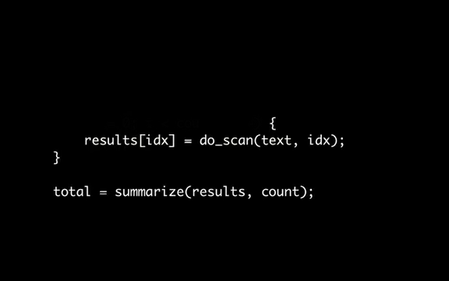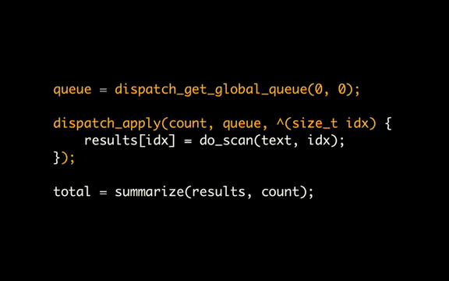Well, with GCD, it's real simple. We drop that C construct, and we replace it with a dispatch for loop. All we need to do is take the global concurrent queue that we've talked about already and take a new function called dispatch apply that acts just like a basic for loop that you write every day. You pass in the count, you pass in the queue, and you pass in a block. This particular block takes one parameter back, which is the index to do the work on.